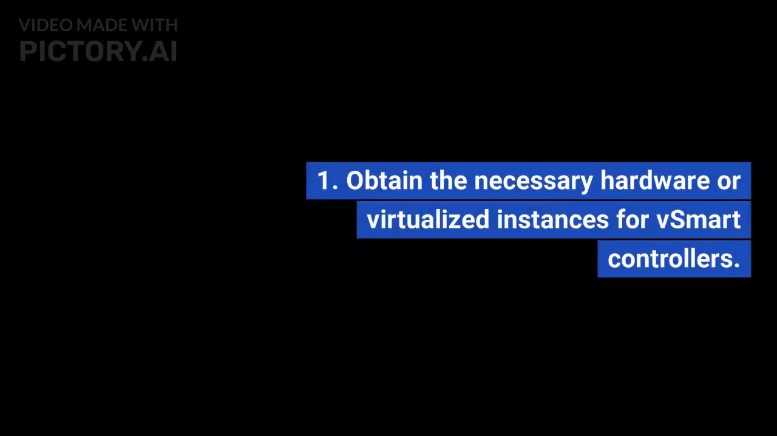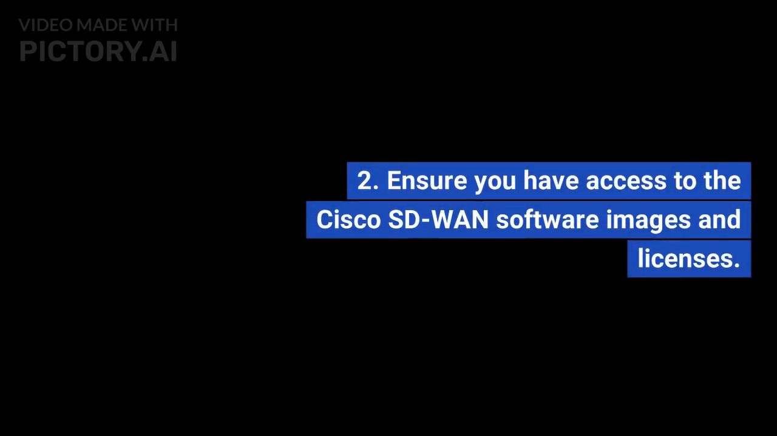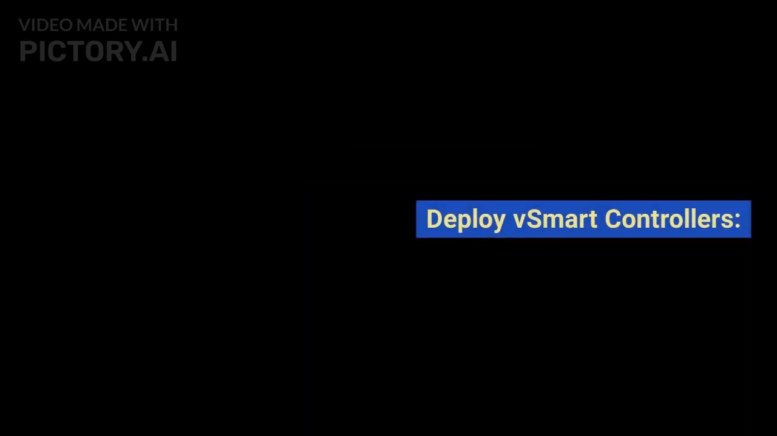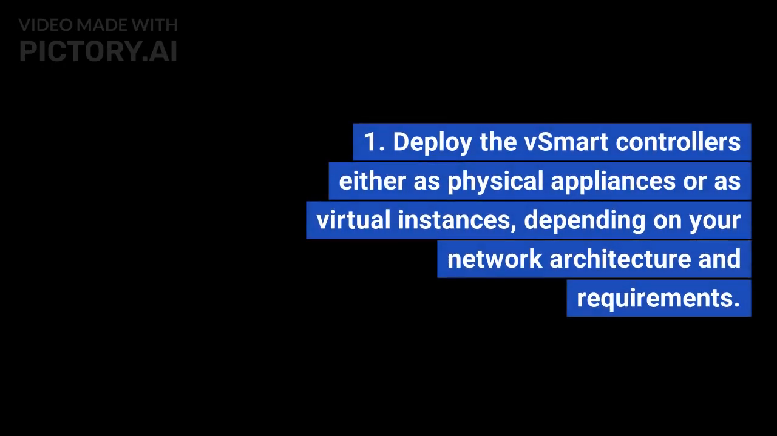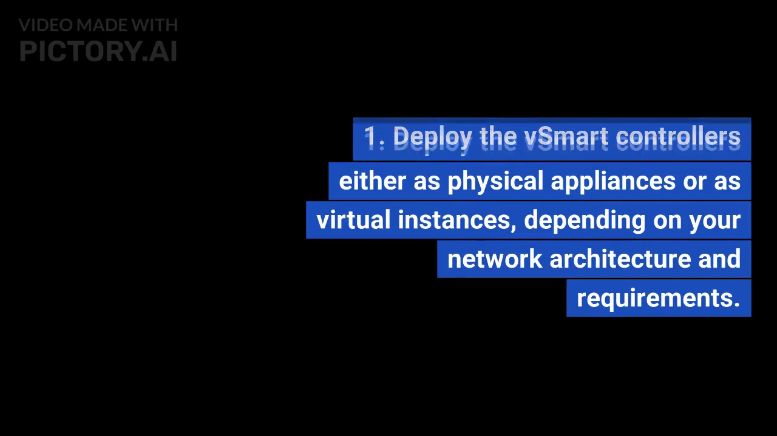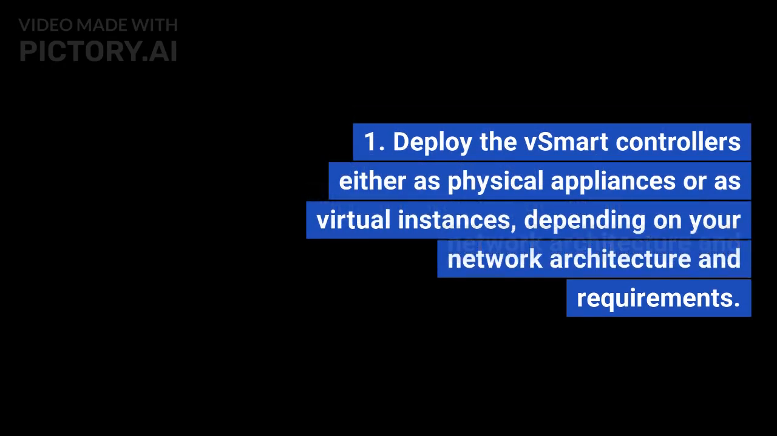Prerequisites: 1. Obtain the necessary hardware or virtualized instances for vSmart controllers. 2. Ensure you have access to the Cisco SD-WAN software images and licenses. Deploy vSmart controllers. 1. Deploy the vSmart controllers either as physical appliances or as virtual instances, depending on your network architecture and requirements.